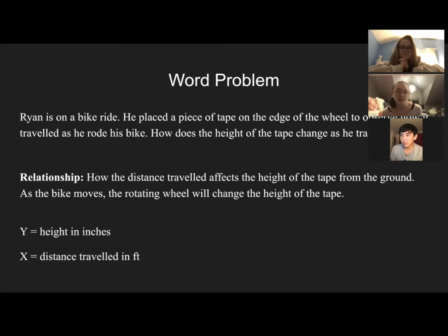The relationship in our word problem is how distance traveled affects the height of the tape from the ground. As the bike moves, the rotating wheel changes the height of the tape. In our equation, y will equal height in inches and x will equal distance traveled in feet.